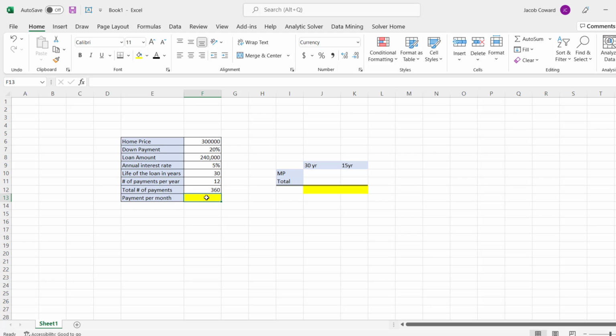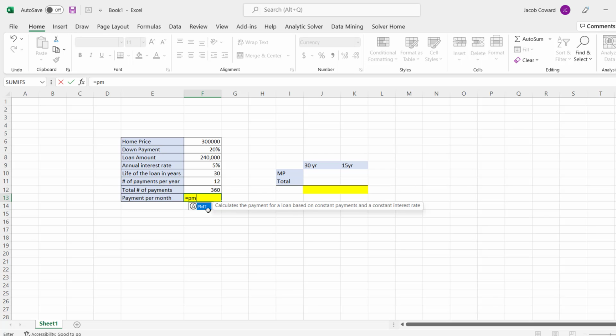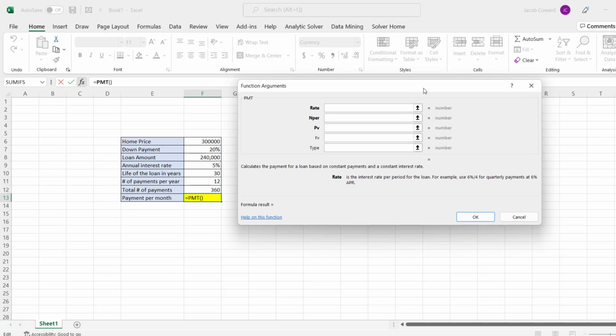But once you've done your homework and you know about how much house you would like to get, maybe you might not know if you can afford it yet, but that's what you would like to have, then you can get into the nitty gritty here. But let's jump in. What I'm going to do is an equal sign and then PMT, and that is our payment formula. And I'm going to go over here to insert function so we can look at it.